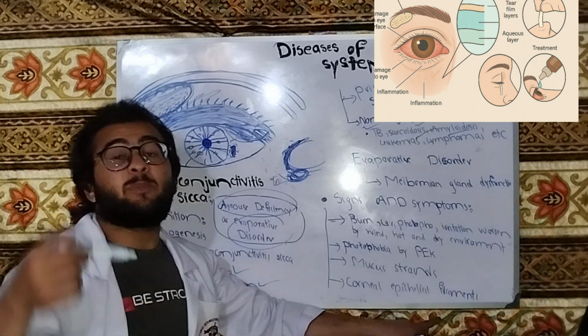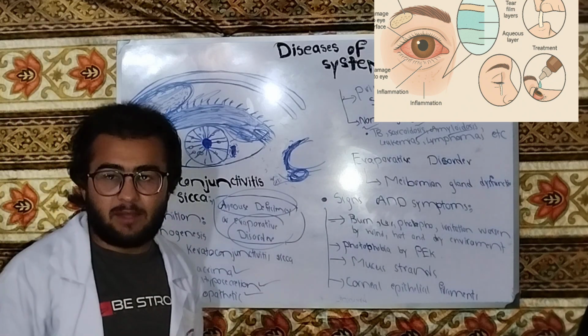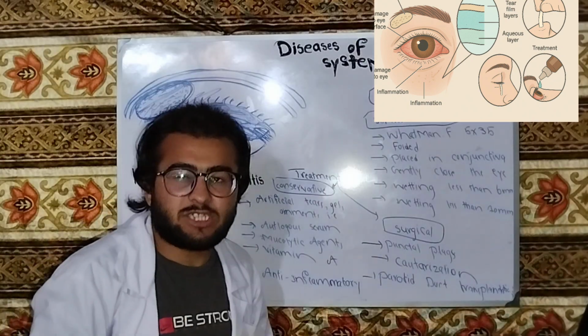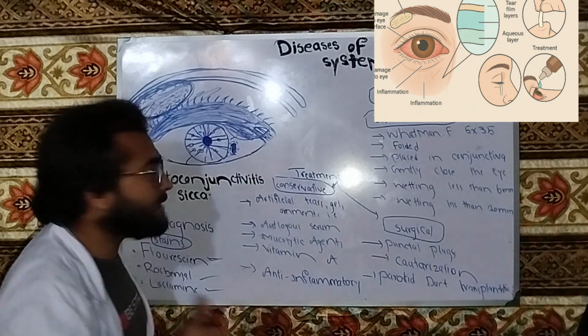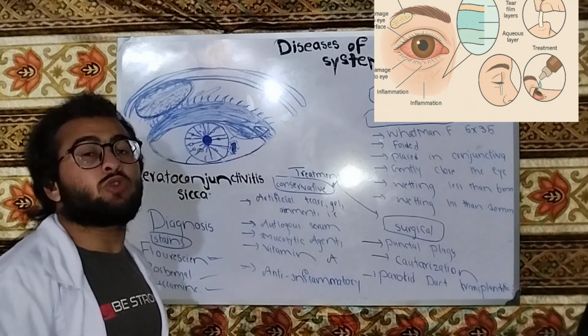There will be the corneal epithelial filaments. These all are the signs and symptoms of Keratoconjunctivitis Sicca. Now, how to diagnose Keratoconjunctivitis Sicca? We can diagnose Keratoconjunctivitis Sicca or dry eye syndrome through various methods.